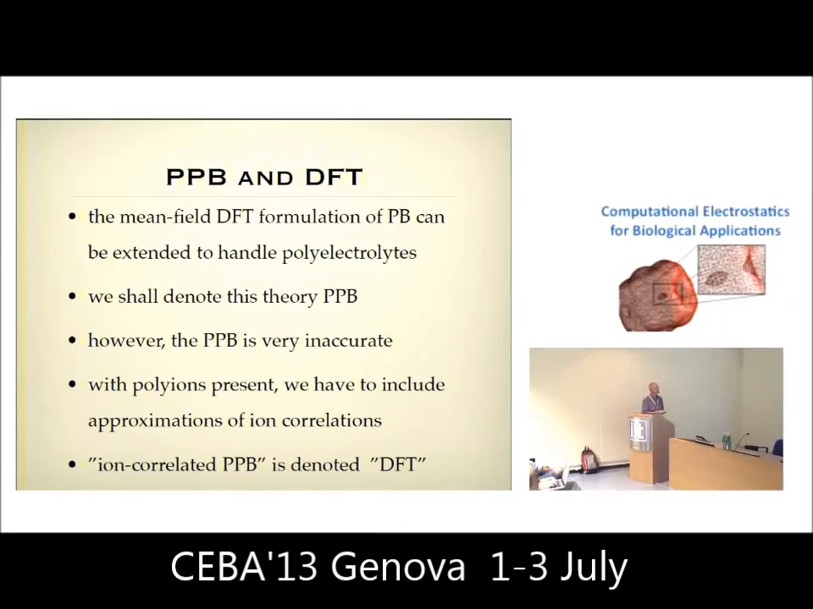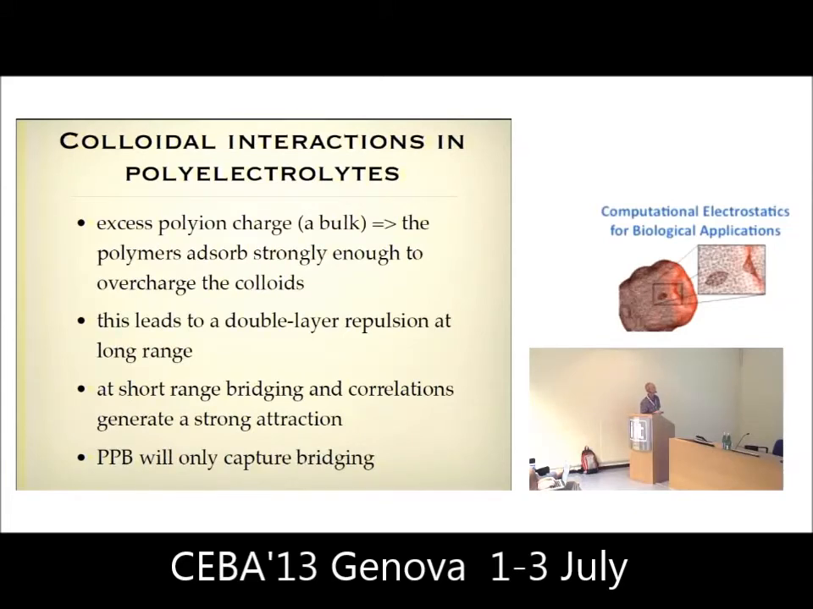And we shall denote that as PPB. The PPB turns out to be very inaccurate, and that's because the ion correlations are so important when you have connected ions like that, as I will show you. So that's called connected monomers, I call polyions. So when you have polyions, you have to include some sort of approximation of the ion correlations. And the ion correlation version of PPB, which I will describe shortly, I will denote as DFT. I will just first show you that it's important to have these correlations.